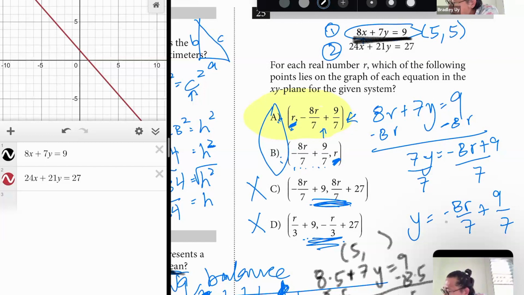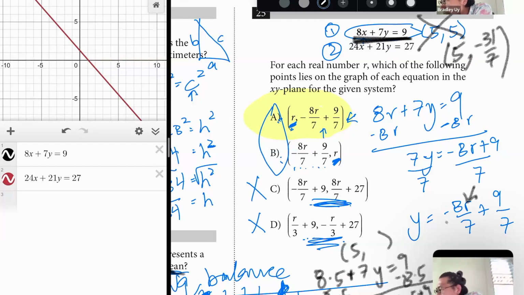But negative 8 times my x value that I choose. Okay, and I have a plus 9. And then at the end of the day, I'm going to divide both sides by 7. Okay, so I have negative 40 plus 9 over 7. If my y value were 5, that's obviously a point in space, but if my x value were 5, my y value would be negative 31 over 7, okay, which is about negative 4, a little less than negative 4.